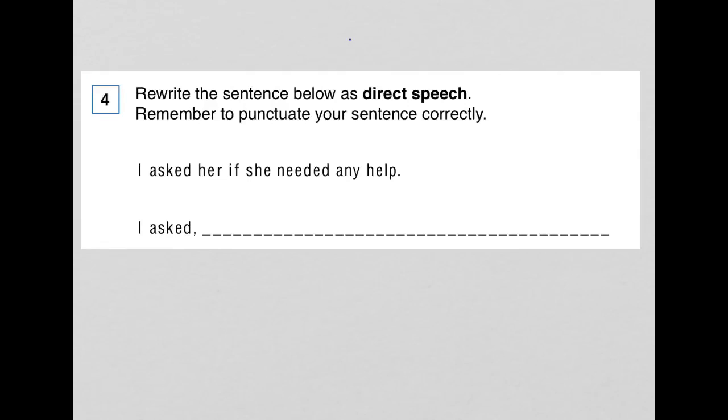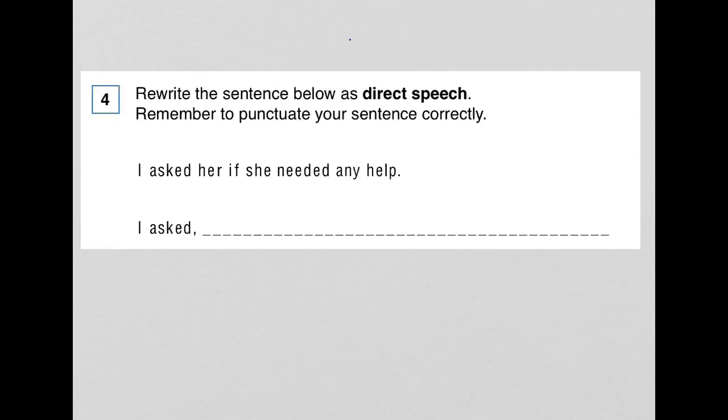So I thought it'd be useful just to look at this question. Rewrite the sentence below as direct speech. Remember to punctuate your sentence correctly. So the sentence you're given, "I asked her if she needed any help." That's indirect speech or reported speech because it's telling the reader about what was said rather than putting it word for word what was said.